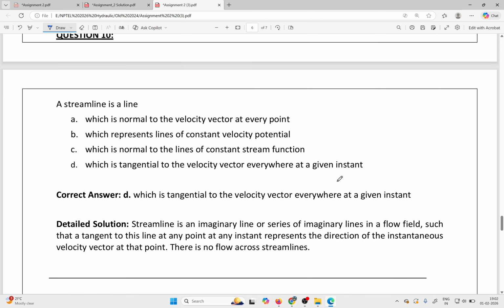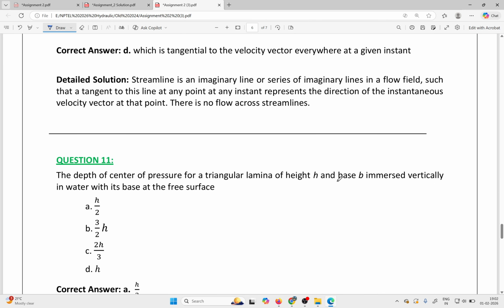Streamline we have already solved. Question 11: the depth of the center of pressure. This is a new question. A plane is immersed vertically in the water with its base at the free surface, like this. You have to calculate this is your center, and this is your center of pressure. So you have to calculate the center of pressure, HC.